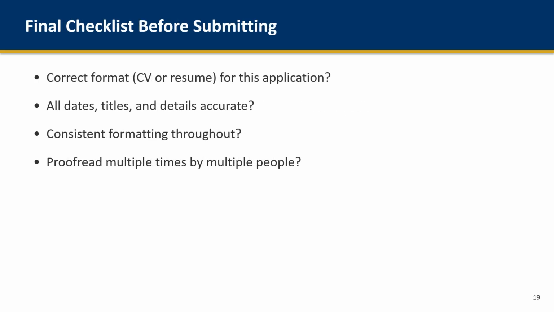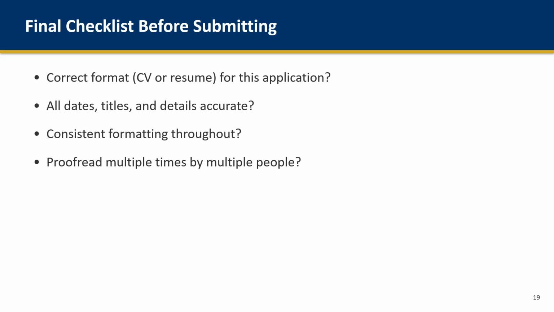Before submitting, verify these elements. Are you using the correct format for this application? Double-check whether the program requests CV or resume. When unspecified, default to CV for doctoral and research-focused programs, resume for professional programs. Are all dates, titles, and details accurate? Verify every piece of information. Incorrect dates, misremembered titles, or inaccurate descriptions create problems if discovered.